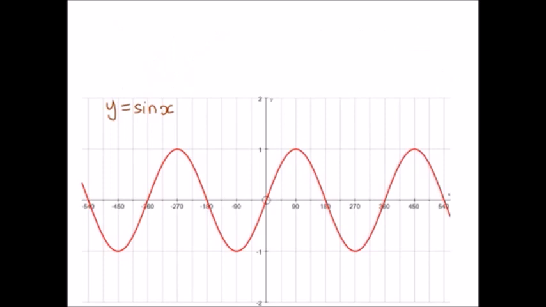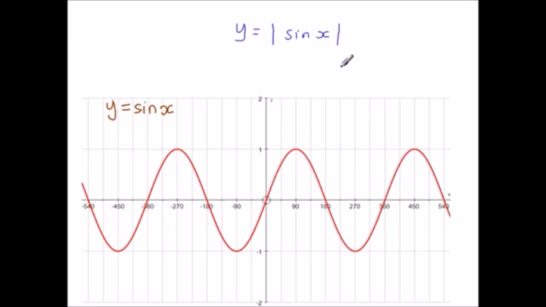In this example, we look at the graph of y is equal to sine x between minus 540 degrees and plus 540 degrees in this range. Now this is a familiar graph. But how does this graph look if you're working out y is equal to the modulus of sine x?